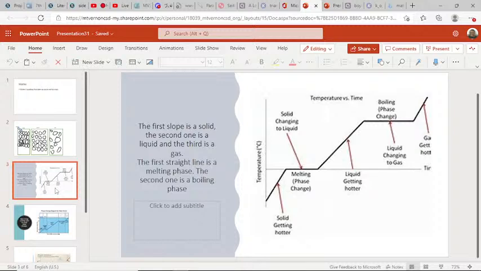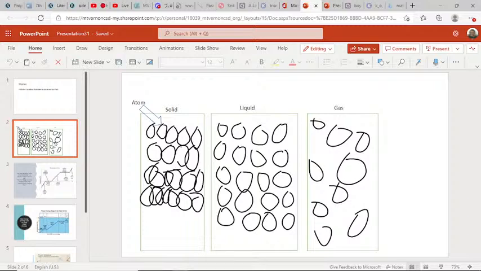Also, let me go back here. There are also different types of energy associated with this, like heat energy, kinetic energy, potential energy, thermal energy, light energy, a lot of stuff that can change a solid to a liquid or a liquid to a gas.